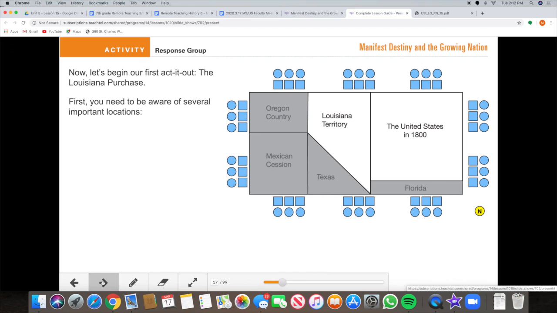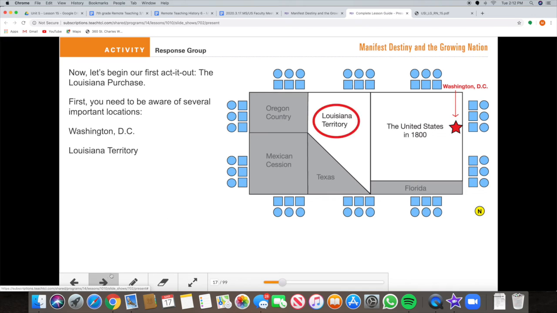Okay, so you need to be aware of the several important locations. You are going to add that in your notebook. So first, Washington, D.C. Go ahead, add a little star, name it Washington, D.C. Maybe pause if you need to. Then the Louisiana Territory, well, we're aware of it. Go ahead and circle it if you want to. The Appalachian Mountains, we're going to add them right here. And the Mississippi River.